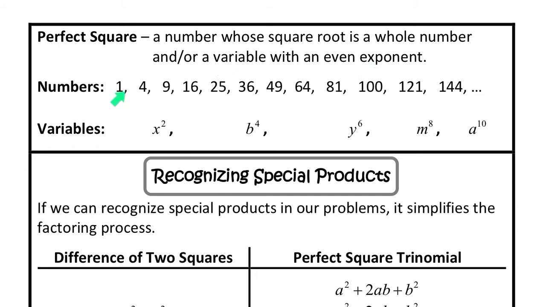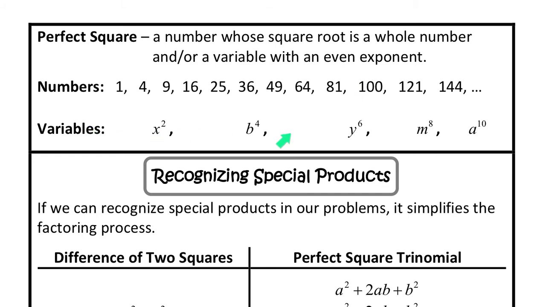As far as numbers go, we should be familiar with these perfect squares. 1 times 1 gives me 1, 2 times 2 is 4, 3 times 3 is 9, 4 times 4 is 16, and so on. These perfect squares are numbers that I can take the square root of and it's going to result in a whole number. The square root of 64 is 8. The square root of 100 is 10.